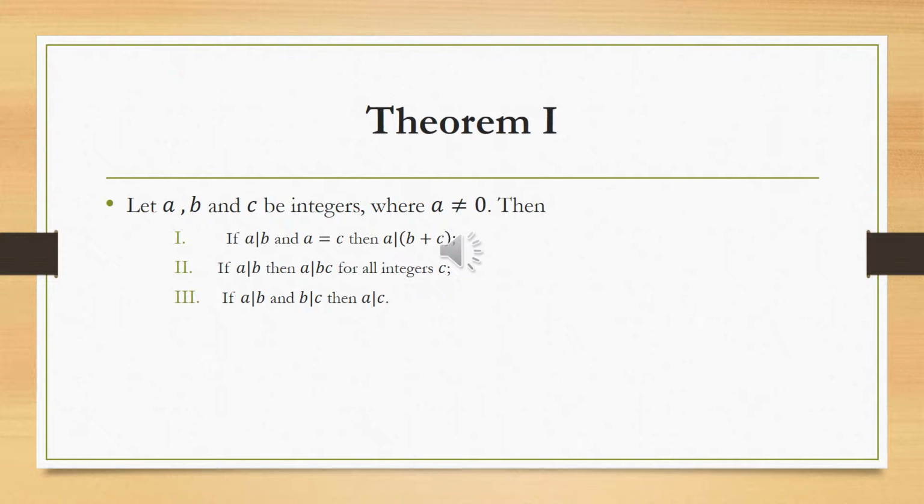Theorem 1. If a, b, and c are integers where a not equal to 0, then if a divides b and a divides c, then a divides b plus c. If a divides b, then a divides b times c, where c here is any integer. If a divides b and b divides c, then a will divide c.